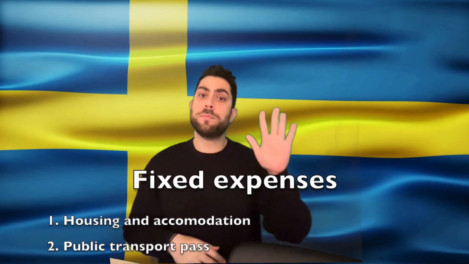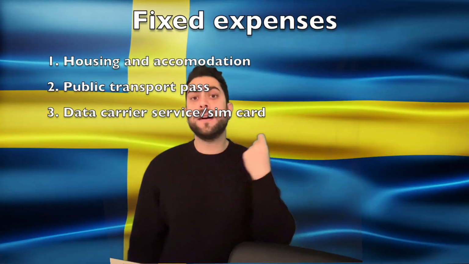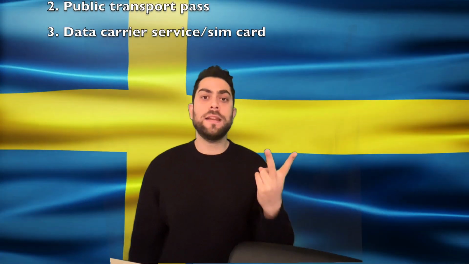I'm going to divide the expenses into two categories. First would be fixed expenses and the second would be variable expenses. In the fixed expenses, you would have expenses such as housing and accommodation, your monthly transport pass, and your mobile data carrier service, which you're going to use for calling and using the data.